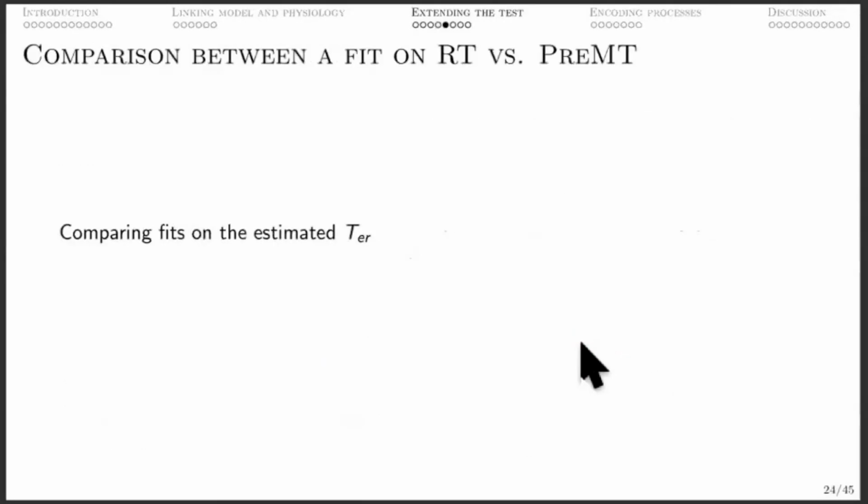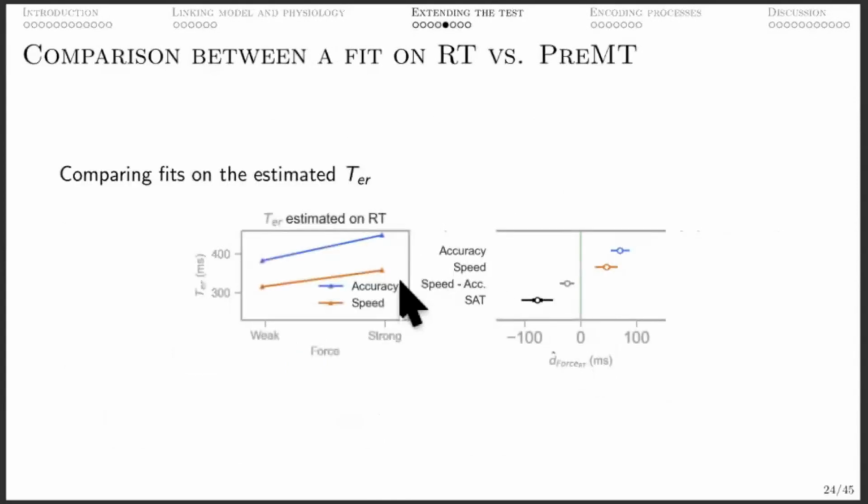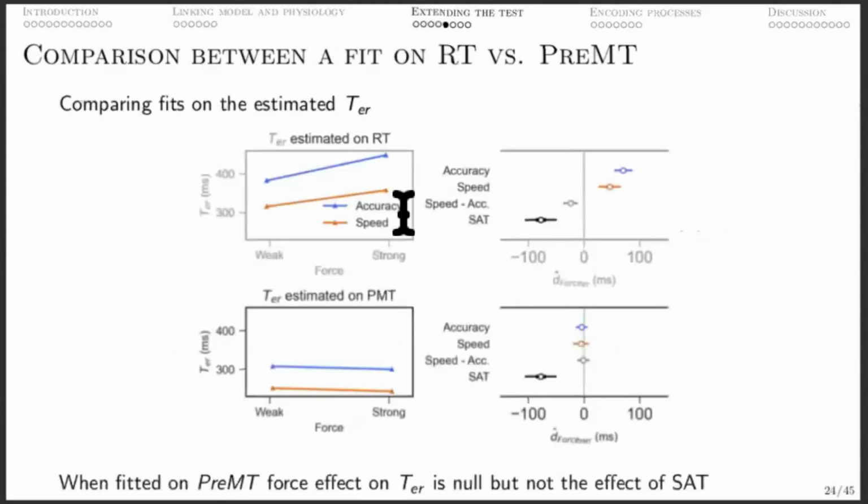We compare the fits we have on reaction time versus pre-motor time on the non-decision time parameter. This is a graph I showed you previously when we estimate non-decision time on reaction time, as is usually done. And this is the same parameter when we estimate it on the pre-motor time. We see that the value is highly reduced and that there is no longer a sensitivity to the force condition, coherent with the fact that we removed the motor processes. And also we see that there is still a speed accuracy trade-off effect.